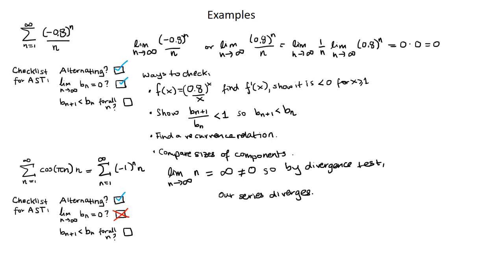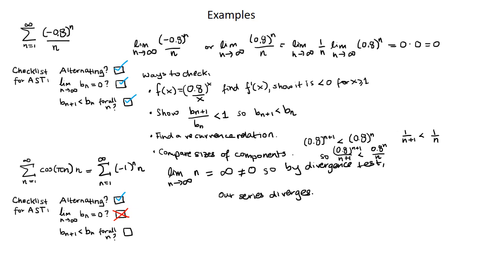So we have 0.8 to the n plus 1 is less than 0.8 to the n. We also have that 1 over n plus 1 is less than 1 over n. So b n plus 1, which is 0.8 to the n plus 1 over n plus 1, is going to be less than 0.8 to the n over n. Okay, so that's one way of checking this checkbox.